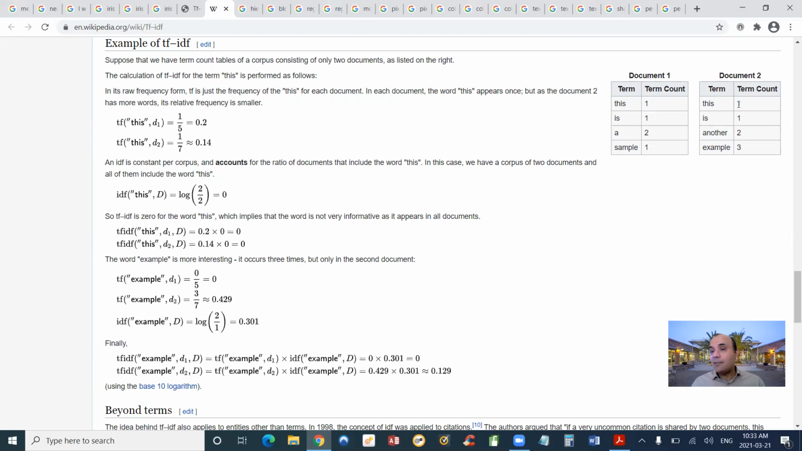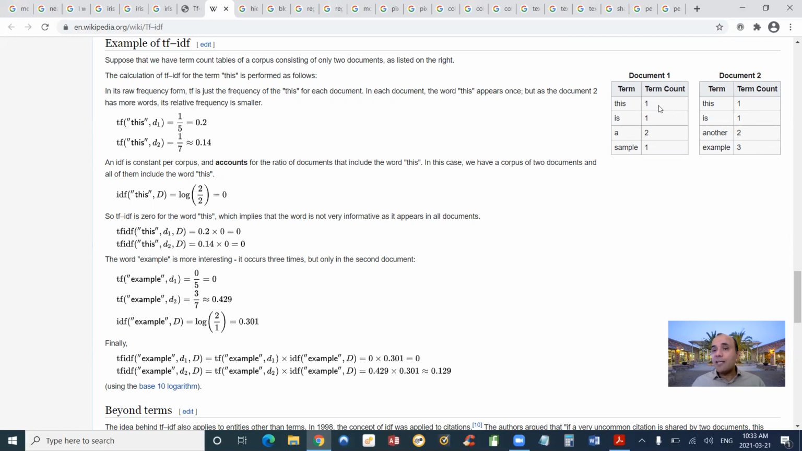When I take a look at this in document 2, its significance is reduced because you have 3 examples and 2 another, and obviously the weight and existence of this is going to be lesser than in document number 1. So you have 1 divided by the summation. This summation is going to be 7. 1 divided by 7, 0.14, and 0.14 is less than 0.2. So that's the significance of the word this.